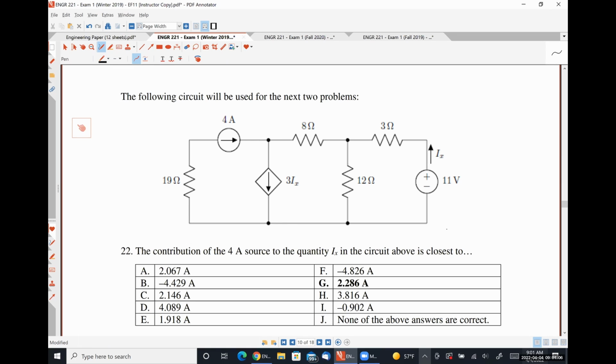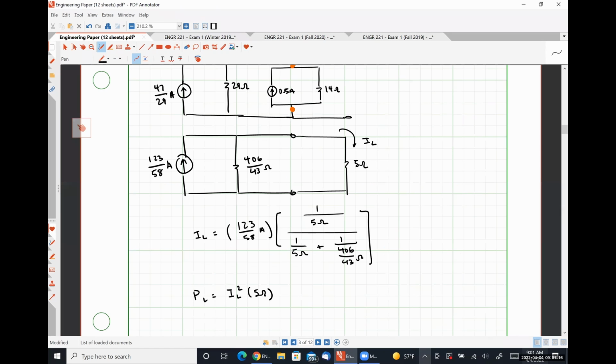Contribution of the 4 amp source. All right, I think this is going to involve me having to actually recopy the problem.